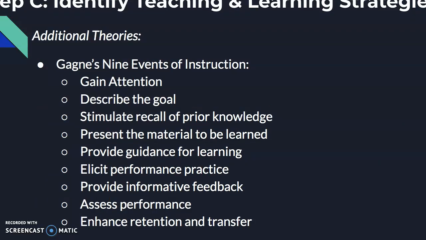When we identify teaching and learning strategies, we have some additional theories, one of them being Gagne's nine events of instruction. Those include gain attention, which we would do by introducing the task, giving them a need for the mathematics; describing the goal, being very apparent, direct, and transparent with the goal of the lesson; and stimulate recall of prior knowledge. They're using everything from Unit 10, the unit circle, and relating it back to the applications.